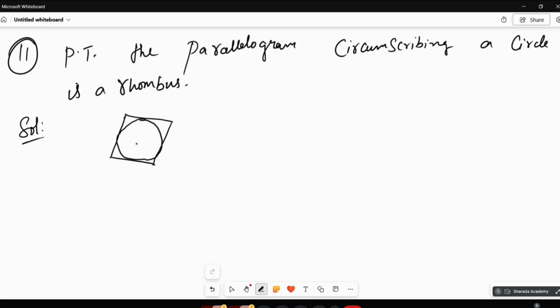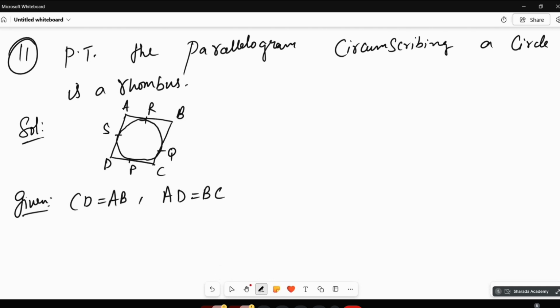So I'll name A, B, C, D as P, Q, R, and S. Okay. So what is given here? Parallelogram. So opposite sides equal. That is CD is equal to AB and AD is equal to BC. This is the given thing.